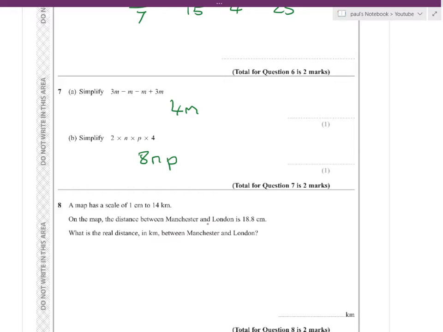On the map, the distance between Manchester and London is 18.8 centimetres. What's the real distance? So it's going to be 18.8 centimetres times 40, and the answer will be in kilometres. So 18.8 times 40 is 752. 752 kilometres, Manchester to London.